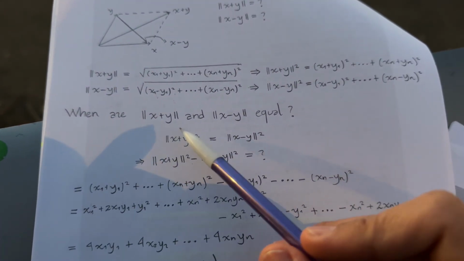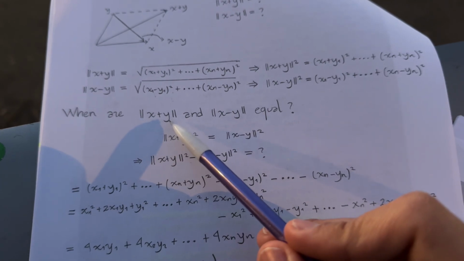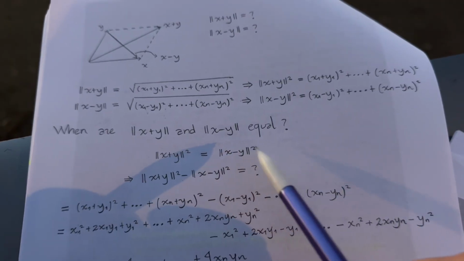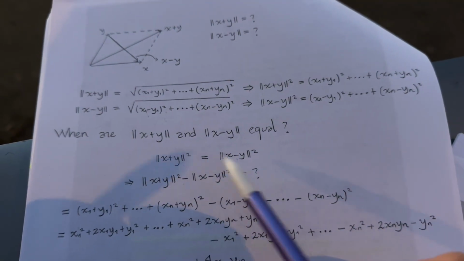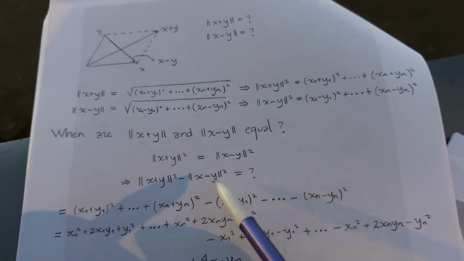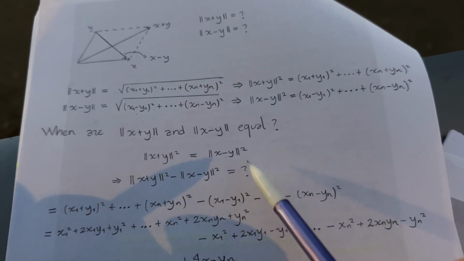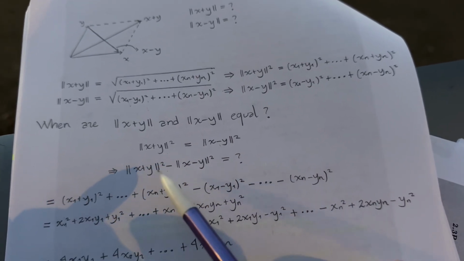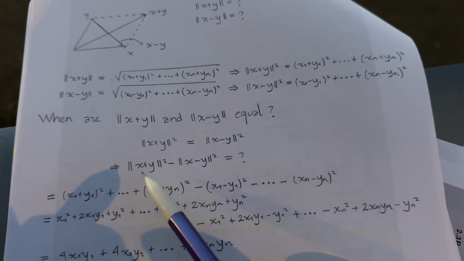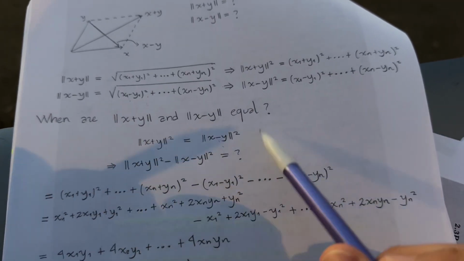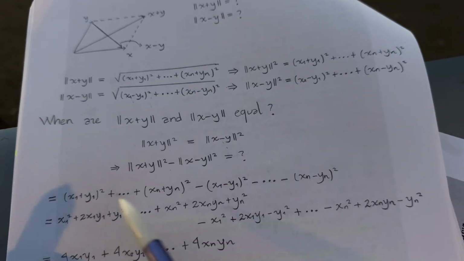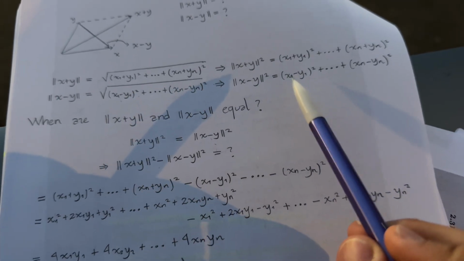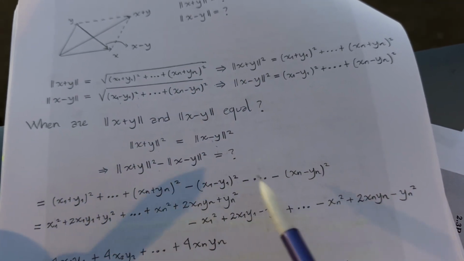So a common question that emerges is, when are the lengths of x plus y and x minus y equal? We are basically asking this. If this is equal to this, we know that if we subtract these two quantities, we should obtain 0, right? But let's just start working out this expression on the left. We start expanding, replacing this by this, and then we subtract this other expression here, so we subtract the whole thing, and we end up with this.